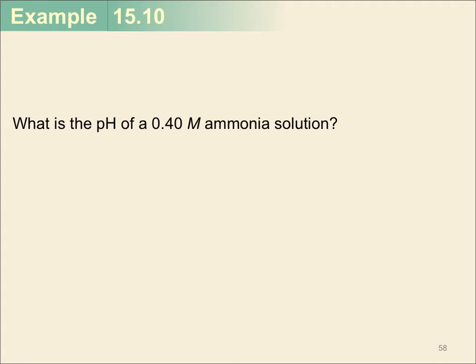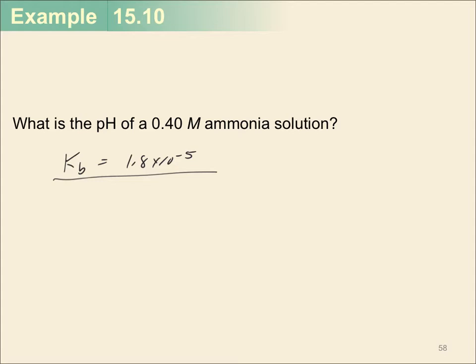So let's finish up the lecture on acid-base with: what is the pH of a 0.4 molar ammonia solution? Well, to do this, we need to know the Kb. And the Kb for ammonia is 1.8 times 10 to the minus fifth. Again, not something you have to memorize, something that would be provided in a table.